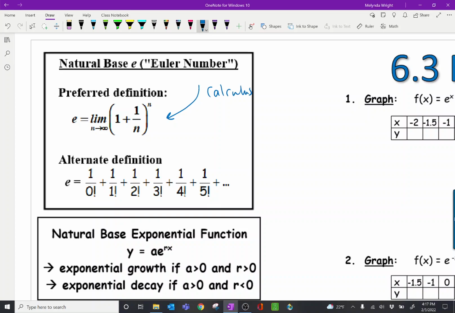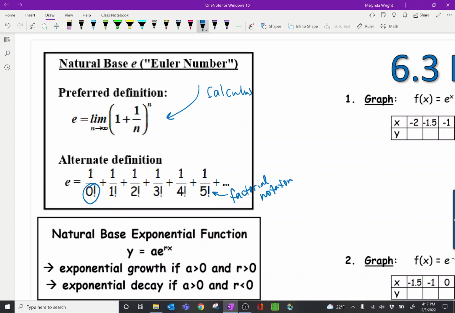Of course, you're not going to have to memorize these definitions. I just wanted you to have a feel for what's going on. So that's a definition of e, the Euler number, in calculus. We have another definition. Do you remember these little exclamation point things? Remember that? Factorial notation. This is just an alternative definition.